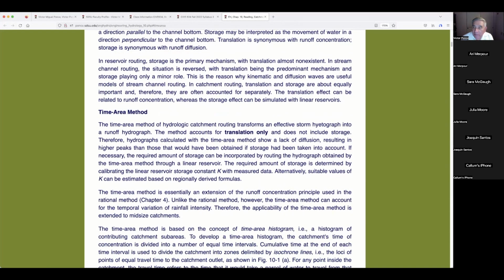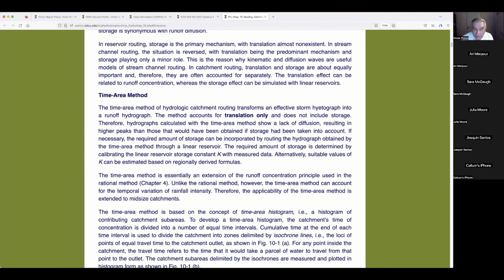So let's take a look at the time area method. Like I said, I don't know exactly who originated the time area method. To be honest with you, I haven't gotten that far in looking at the history of this method, but I know it's been around since the 30s. So it's about 90 years old. And like I said earlier, it's much used in Europe and in Germany and so forth. The time area method of hydrologic catchment routing transforms an effective storm hydrograph into a runoff hydrograph.